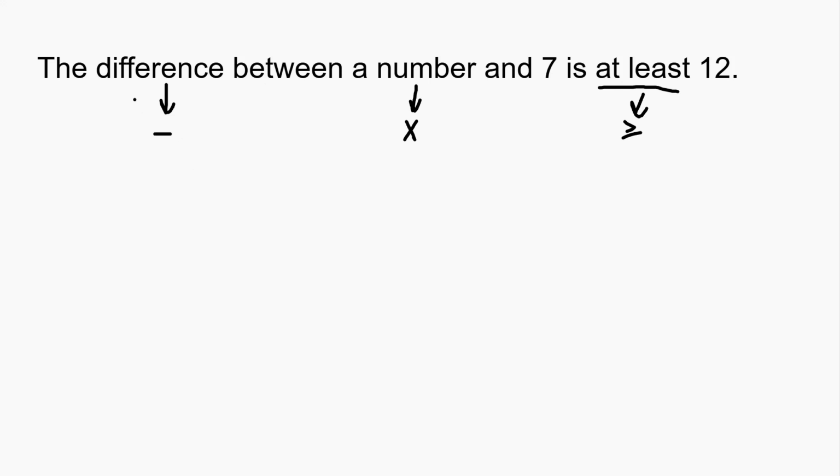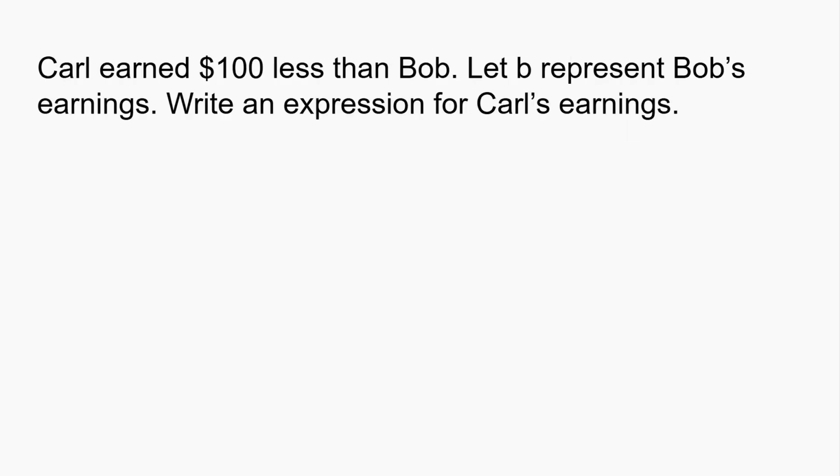So here we have the difference between a number and 7, which is going to be x minus 7. And here we have at least 12, so we know it's greater than or equal to 12. So the difference between a number and 7 is at least 12 translates to x minus 7 is greater than or equal to 12.